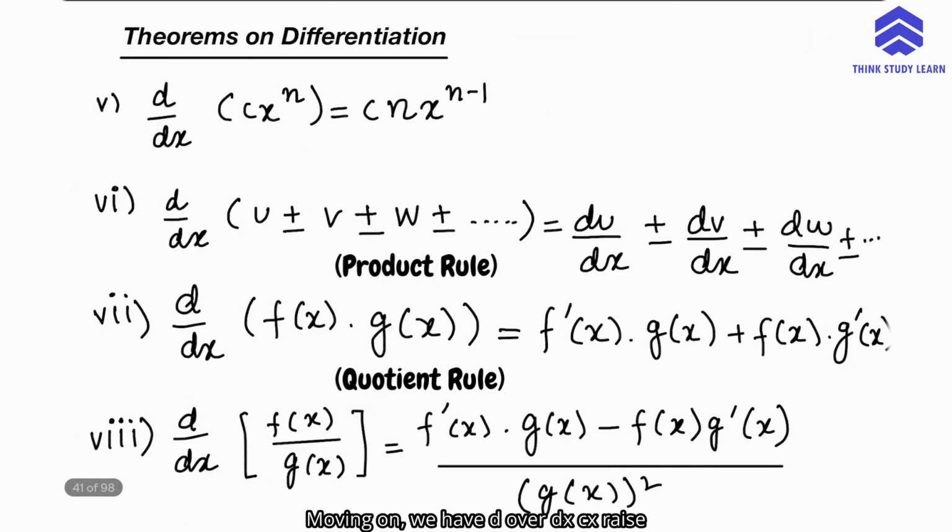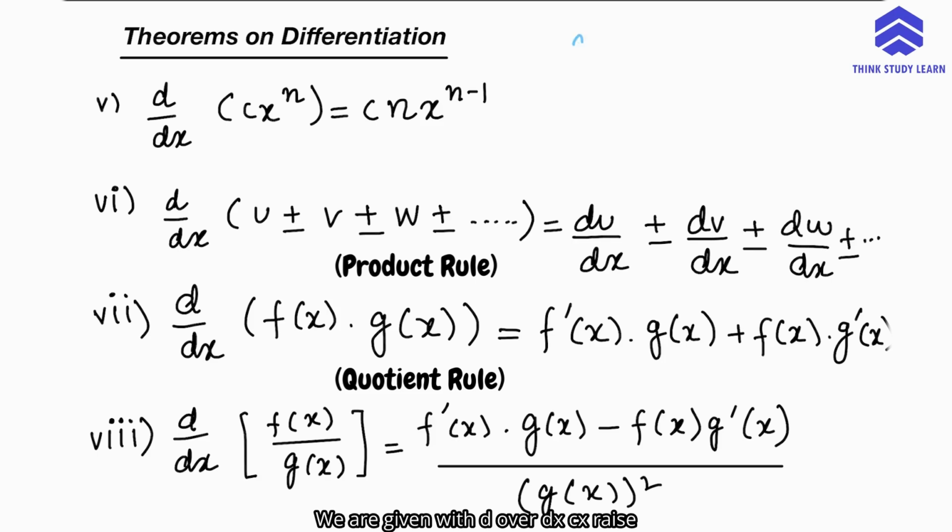Moving on, we have d over dx c x raised to power n is equal to cn x raised to power n minus 1. Now, this seems to be a very difficult formula. Don't worry, we'll make it easier for you.